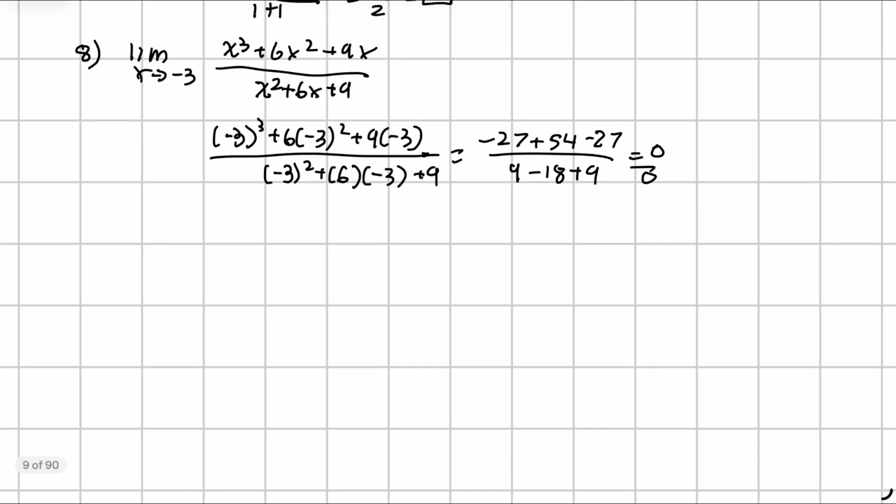So we're going to factor our numerator and our denominator. Taking this limit notation down here, we can write, factoring out an x, we have x squared plus 6x plus 9.